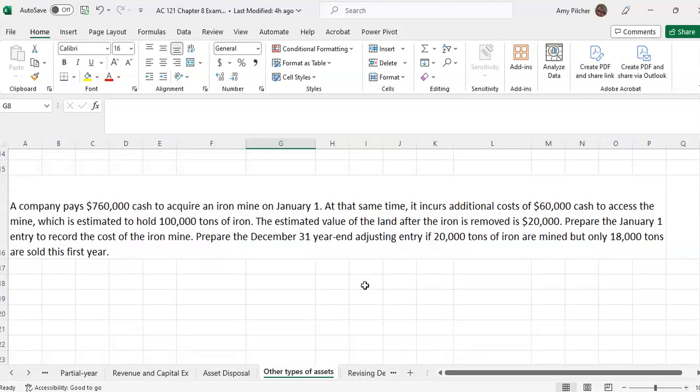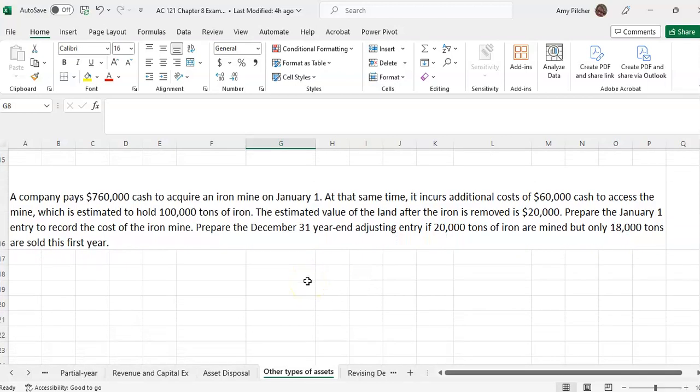So now let's look at this iron mine. We have information about the iron mine, and we purchased it on January 1st. We have a cost of $60,000 cash to access the mine. It's estimated to hold 100,000 tons of iron. The estimated value of the land after the iron is removed is $20,000. So we want to prepare the January 1st entry to record the cost of the mine, and then the December 31st adjusting entry if 20,000 tons of iron are mined, but only 18,000 tons are sold this first year.